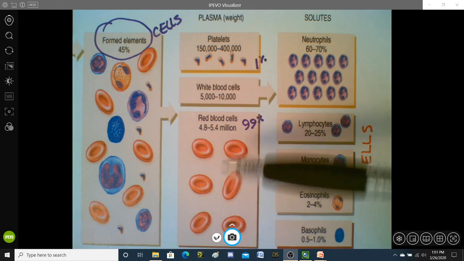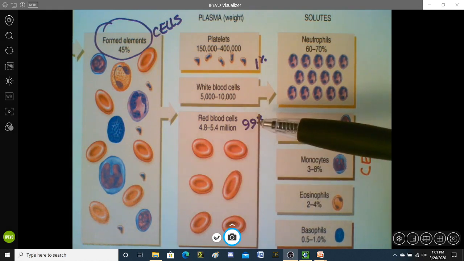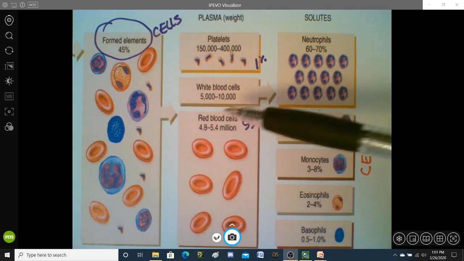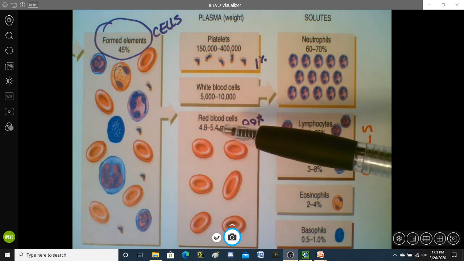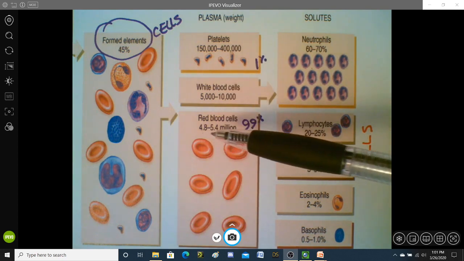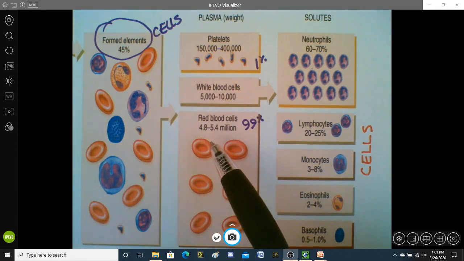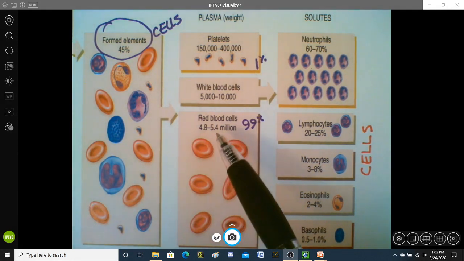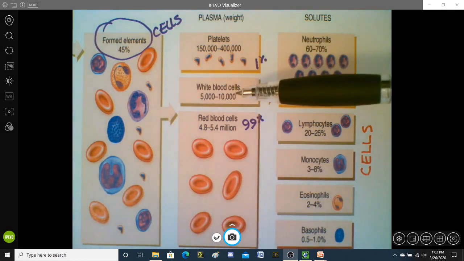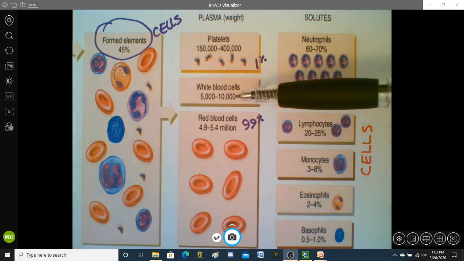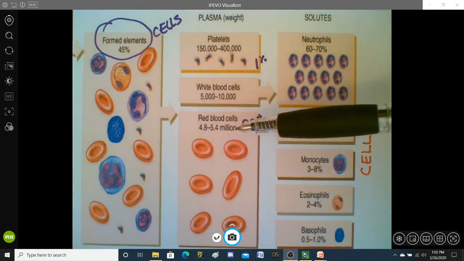Now, most of our cells in the blood, 99%, are going to be erythrocytes, red blood cells. All right? The others constitute very little. So these numbers right here, it says 4.8 to 5.4 million. This is per drop of blood. So we can just round this off and say we have about 5 million red blood cells per drop of blood. If we compare that to white blood cells, the cells that are going to be immune cells, we only have 5,000 to 10,000 per drop. Very, very small amount compared to the red blood cells.